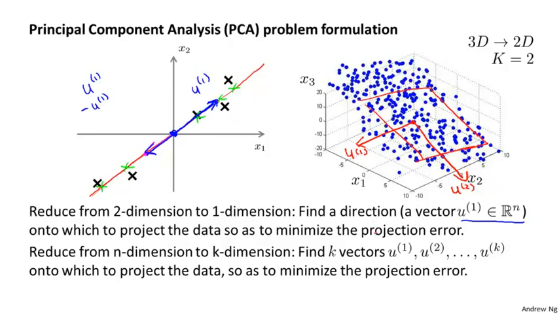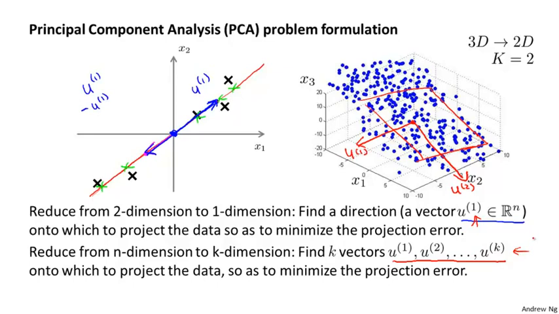For those of you that are familiar with linear algebra, for those of you that are really experts in linear algebra, the formal definition is that we're going to find a set of vectors, u1, u2, maybe up to uk, and project the data onto the linear subspace spanned by this set of k vectors. But if you're not familiar with linear algebra, just think of it as finding k directions instead of just one direction onto which to project the data. So finding a k-dimensional surface, really a 2D plane in this case, shown in this figure, where we can define the position of a point in the plane using k directions. And that's why for PCA we want to find k vectors onto which to project the data.